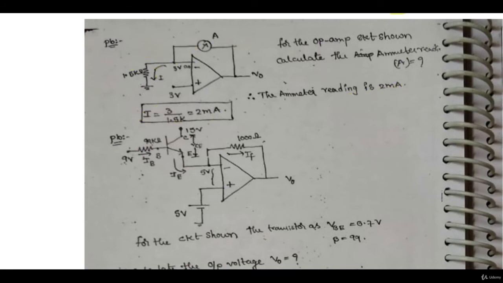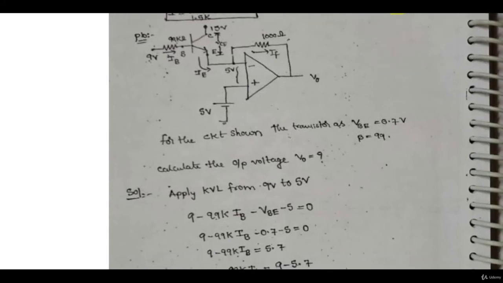Now let's look at this circuit. The problem is: IB is the current flowing through this branch, with 99 kilo ohm, 9 volt, and 15 volt connected to the collector. The ammeter is connected to this op-amp. The positive terminal is 5 volt, which means the negative terminal will also be approximately 5 volts. IF is the current flowing through this branch, with 100 kilo ohm resistance, and V0 is the output voltage. The transistor parameters are beta equal to 99 and VBE equal to 0.7 volt. We have to calculate the V0 value.